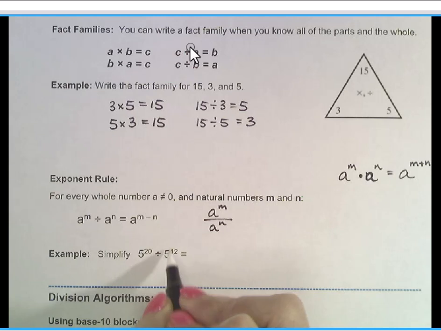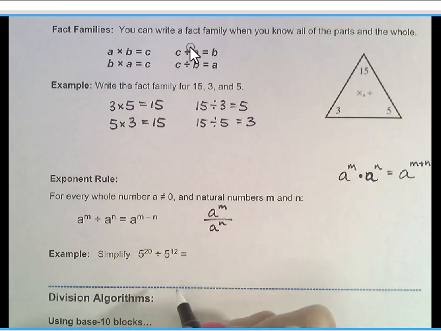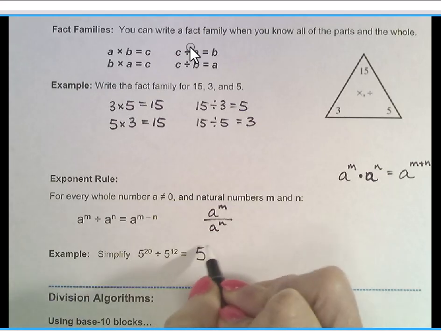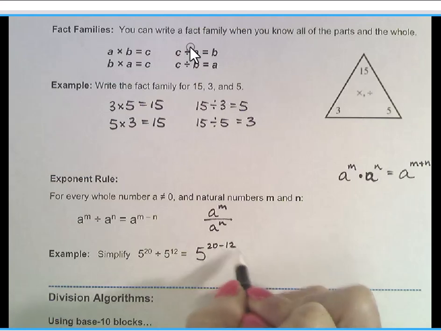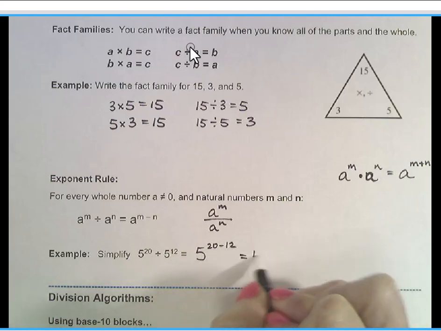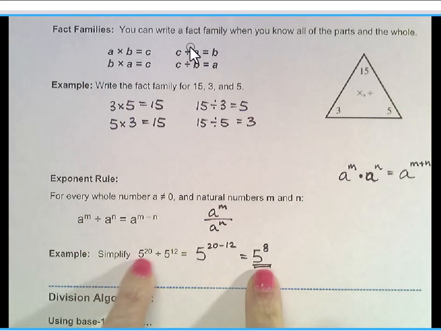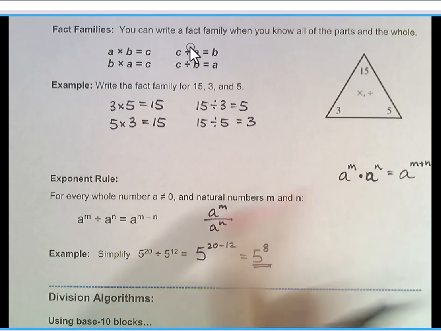So if we wanted to simplify 5 to the 20th divided by 5 to the 12th, we go, oh, it's division, the bases are the same, so we would subtract. And 20 minus 12 is 8. And so this would simplify down to 5 to the 8th, and that is much simpler than having to write both of these next to each other. And of course that's some gigantic number. I'm not going to go to my calculator, but it plays off this idea that they're inverses.